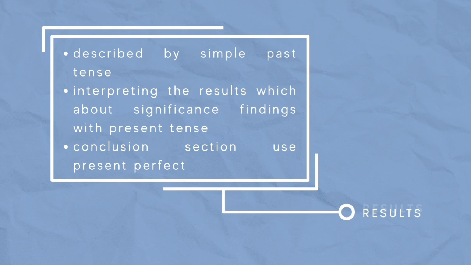The results section is described with simple past tense. In the discussion, also the past tenses are generally used to summarize the findings. But, when interpreting the results, which about significance findings, the present tense is used in it. Then, the tense that is used in the conclusion section is the present perfect one.